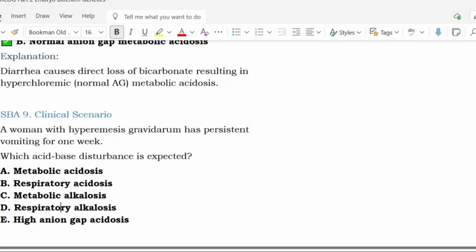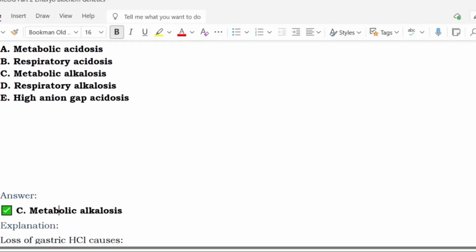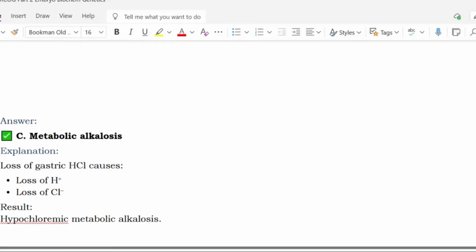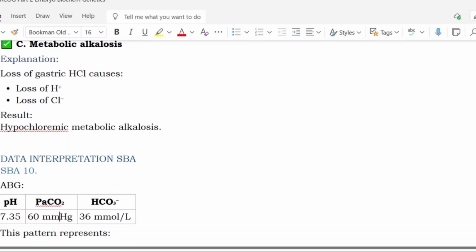Yes, sir. A woman with hyperemesis gravidarum has persistent vomiting for 1 week. Which acid-base disturbance is expected? Metabolic acidosis, respiratory acidosis, respiratory alkalosis, metabolic alkalosis, high anion gap acidosis. So it is metabolic alkalosis, option C. Yeah, it is vomiting. Acid goes out, so alkali remains in the body. So loss of gastric HCl causes loss of H plus and loss of chloride, hypochloremic metabolic alkalosis. Next.